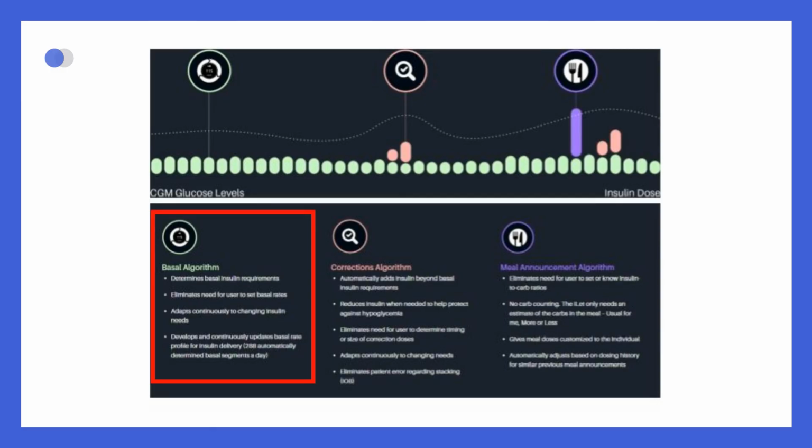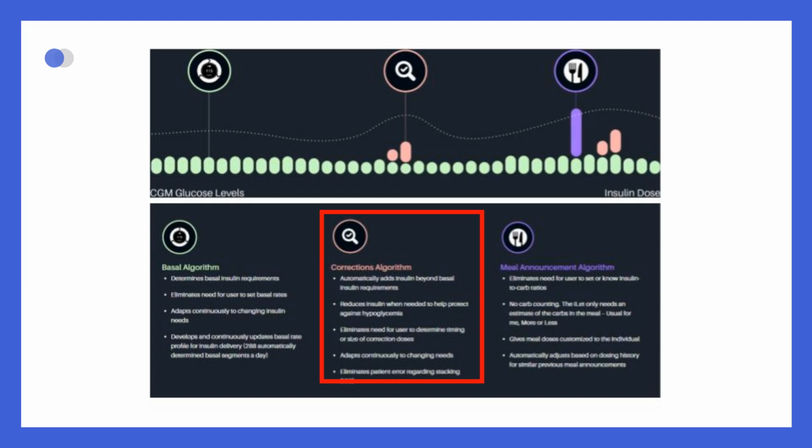1. The basal algorithm determines basal insulin doses every 5 minutes based on the previous 24-hour glucose profile and the current glucose level and trend. It also takes into account trends in insulin needs of the last 7 days. The basal insulin can suspend if glucose levels are low or rapidly decreasing.